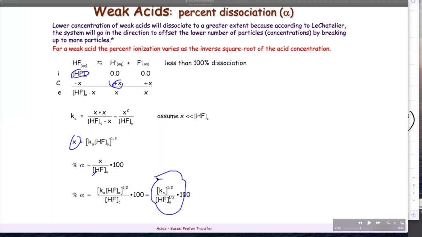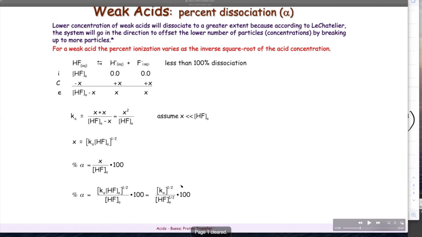Okay, so what I'm trying to tell you here is that the percent dissociation of an acid is not constant. The percent dissociation of an acid depends on the Ka, which we know definitely is constant, but it also depends on the initial concentration of the acid. The bigger the acid concentration, the smaller the percent dissociation. The smaller the acid concentration, the bigger the percent dissociation. So that's what that particular math equation tells us.